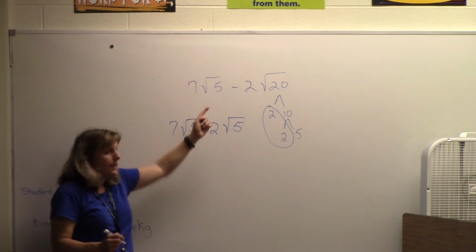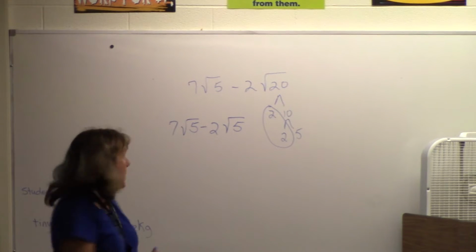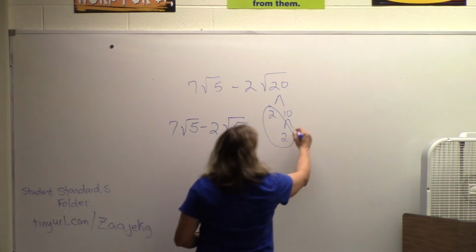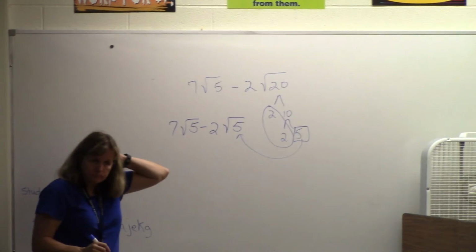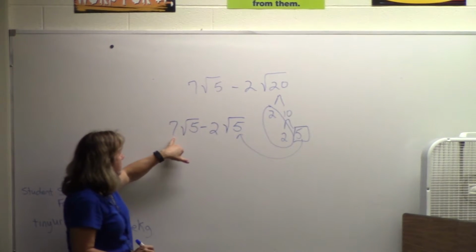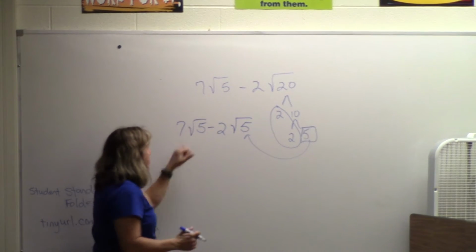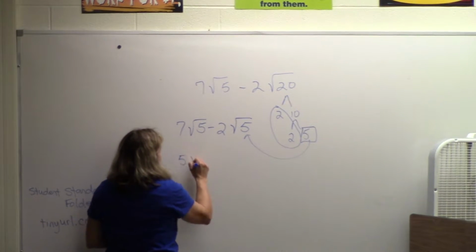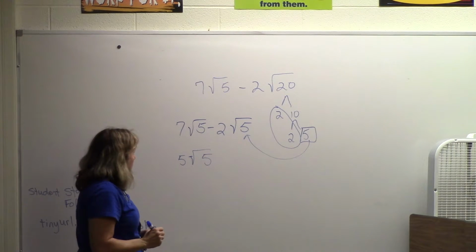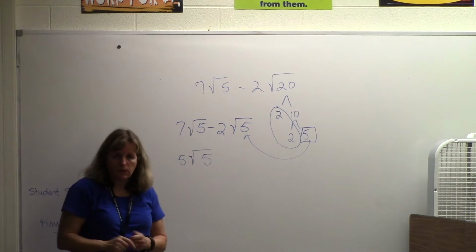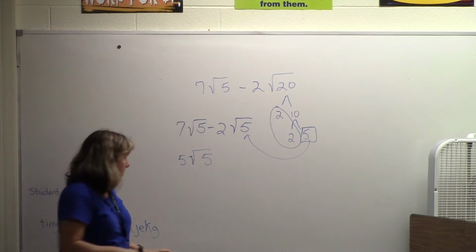Okay, so if you can break it down. I'm sorry, go ahead. You got the 5 from that 5. Yeah, I got the 5 from here. This 5 right here. Because it's not in the group of 2. So I've got 7 radical 5 minus 2 radical 5. So now I can subtract my coefficients and I'm left with 5 radical 5. Okay, so that's number 1 on your graphic organizer.